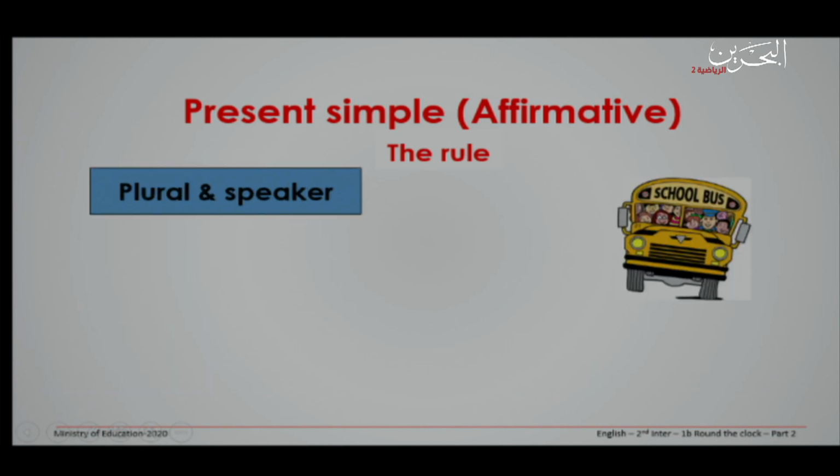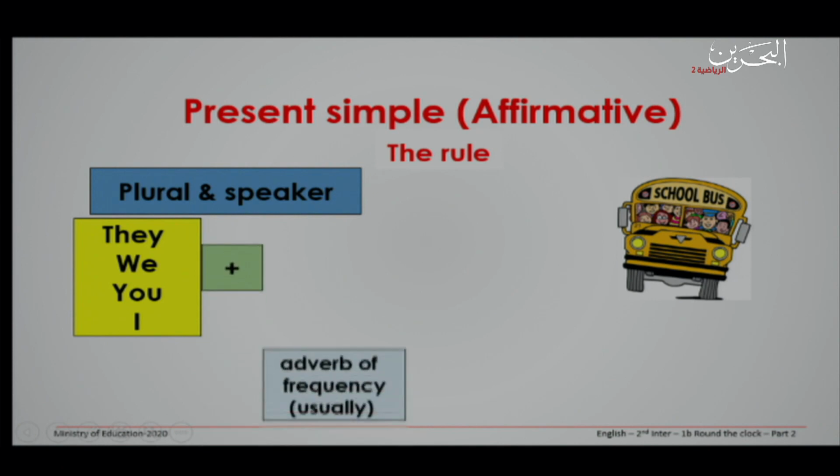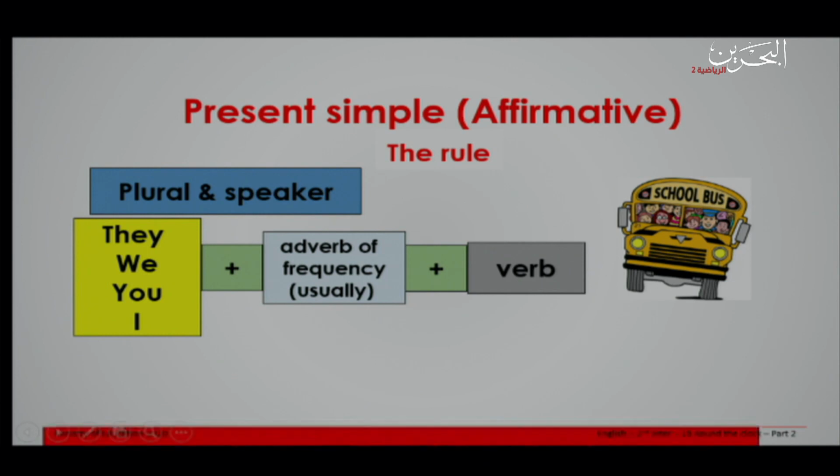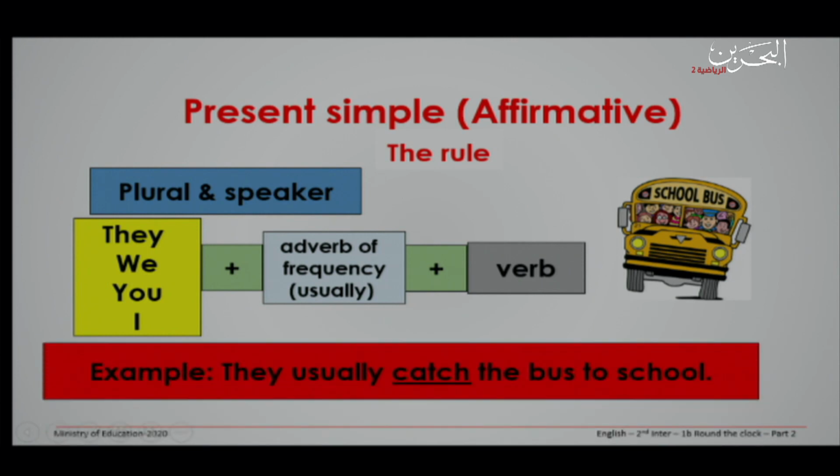In the case for plural and speaker for affirmative sentences, the pronouns they, we, you, and I are followed by the adverb of frequency, like usually, plus the verb. For example, they usually catch the bus to school.